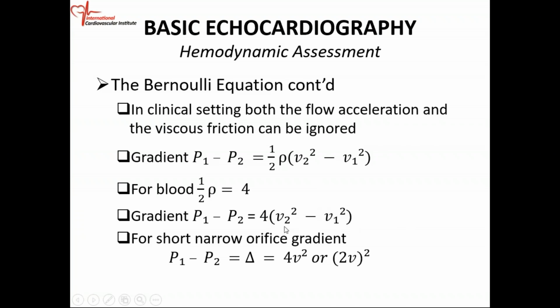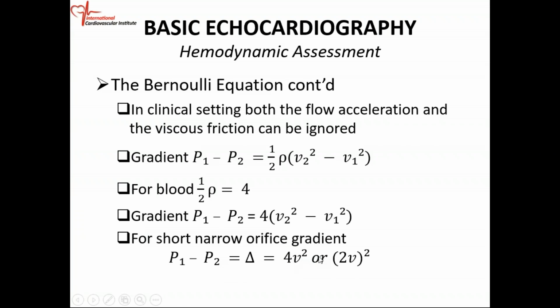So when you simplify that, you get that the gradient, and this is the symbol we use for gradient, is equal to 4V squared, because for a short orifice, a short segment that's stenotic or narrowed, you can ignore this. So all you have to concentrate on is the velocity at the narrowing. Okay? So this is a very important formula. You're going to use this formula throughout your echo career, because this is the formula for gradient. Gradient is equal to 4V squared.